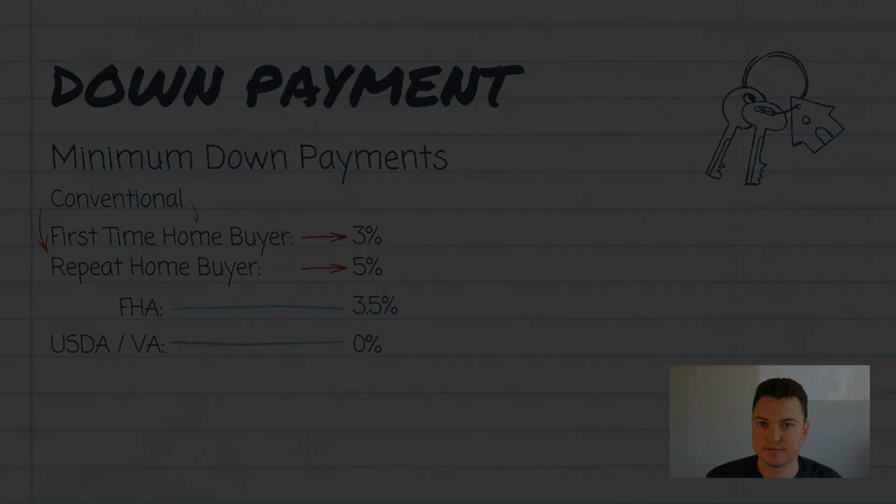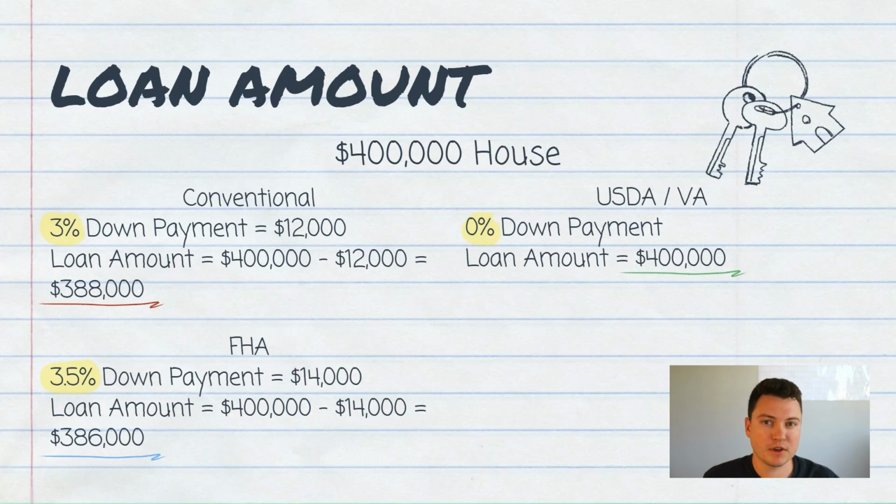When you're buying a house, your down payment plus your mortgage amount, or your loan amount, are going to add up to the purchase price. So for this example, I used a $400,000 purchase price. If you're using a 3% down payment program, then your down payment would be $12,000 and your loan amount would be $388,000. With FHA, your 3.5% down payment would be $14,000, leaving you with a loan amount of $386,000. And those USDA and VA loans, the 0% down payment programs, would leave you with a base loan amount of $400,000.